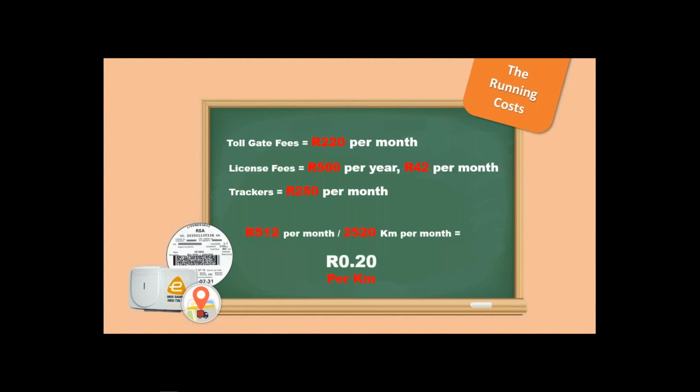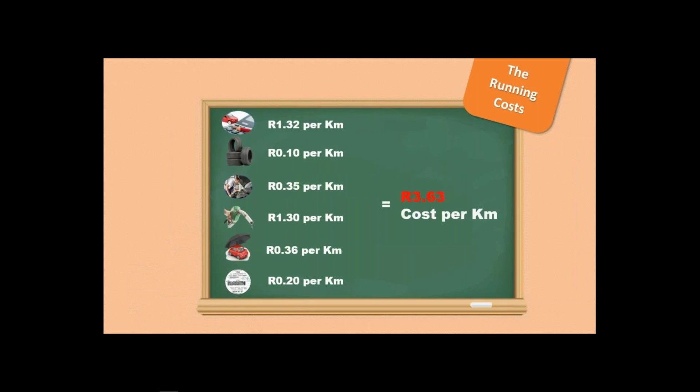So in this case, 512 Rand per month on all these specific things here, right? Divided by 2,500 gives us 20 cents per kilometer. So that's our running cost, guys. So we simply add up all the running costs, and we get to a grand total of R3.63 cost per kilometer.